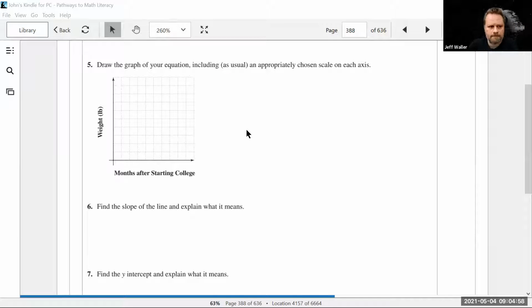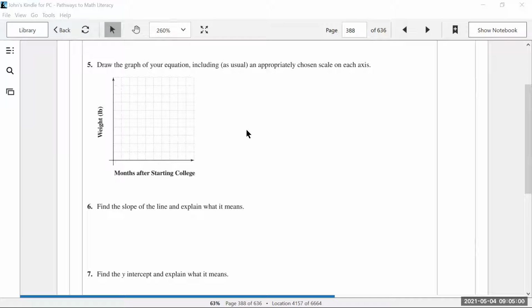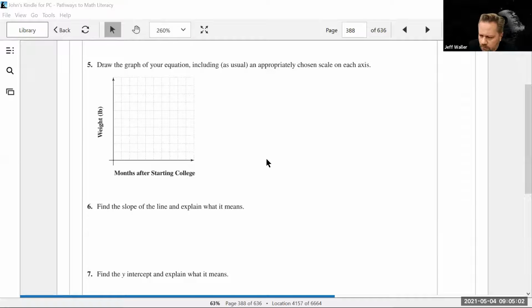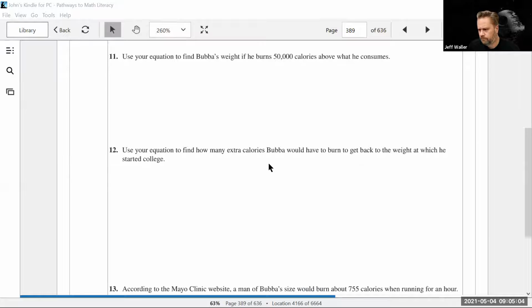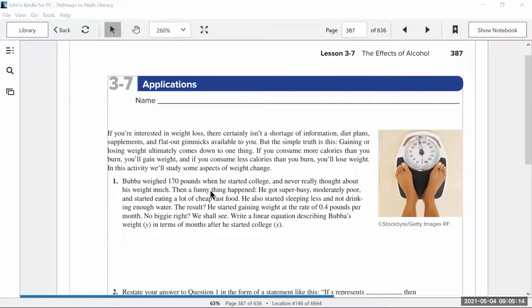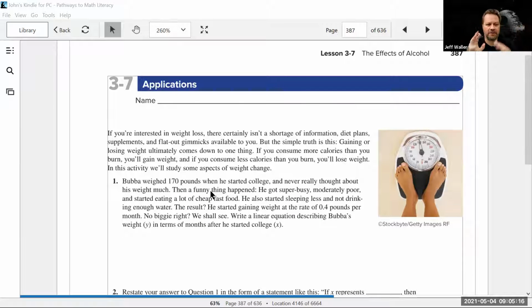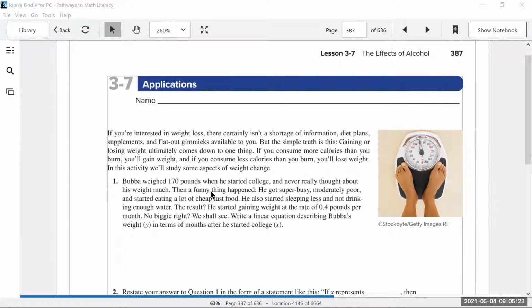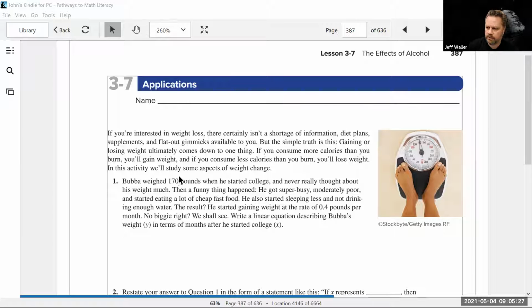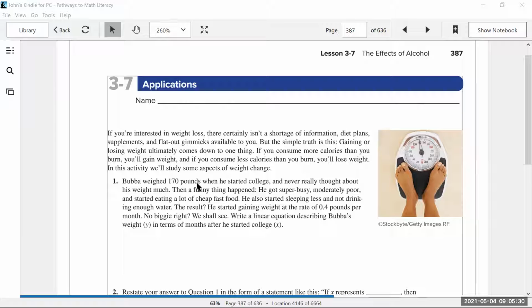Okay. And question number 12, please. Which one, sorry? 12. Good old Bubba. What weight did he start at? 30 pounds. No, listen, I love you guys. I love you guys so much. How many people do you think start college weighing 30 pounds? Oh, no. This is my mistake. Yeah, he started at 170 pounds.